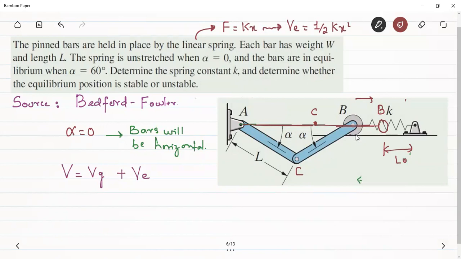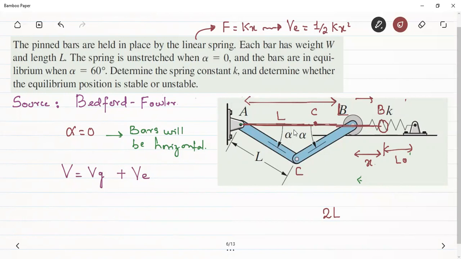The spring in this case will be in its undeformed state. And when alpha is going to increase, this roller B is going to shift towards the left. And this actually will give us the stretch in the spring. So we are interested in finding this X. And one can clearly see that this length AC is equal to L. This length BC is also equal to L. So the total length between A and B when alpha is equal to zero will be equal to 2L. And if we want to calculate the stretch, what we have to subtract from 2L is this length.